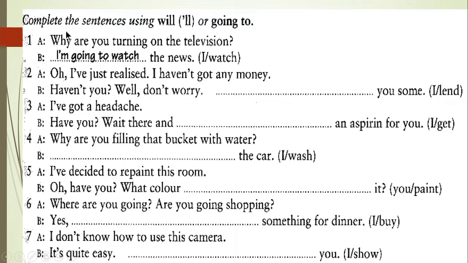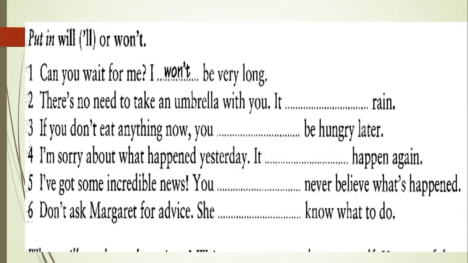We have a short activity here. Complete the sentences using will or going to. For example, why are you turning on the television? I'm going to watch the news. So I watch is converted into I'm going to watch. Oh, I've just realized I haven't got any money. Haven't you? Well, don't worry. I will lend you some. I'll lend you some. Complete the rest of the blanks yourself so that you practice the tense.